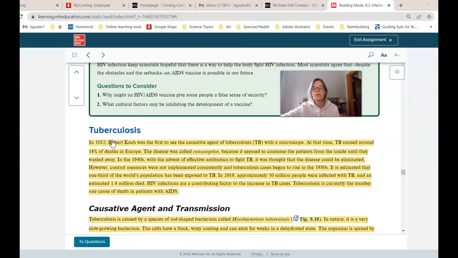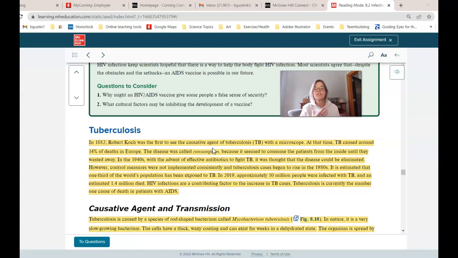And the scientist was Robert Koch, and he saw it under a microscope and was studying it in patients. In his day and before that, this disease was called consumption. So you might read a novel that talks about somebody dying of consumption, or there's a lot of historical figures that died of consumption, and that means what we call today tuberculosis.